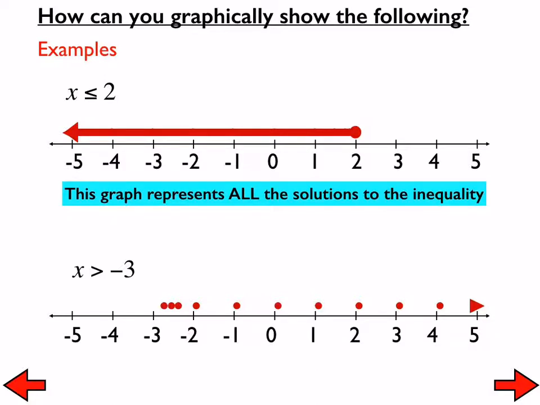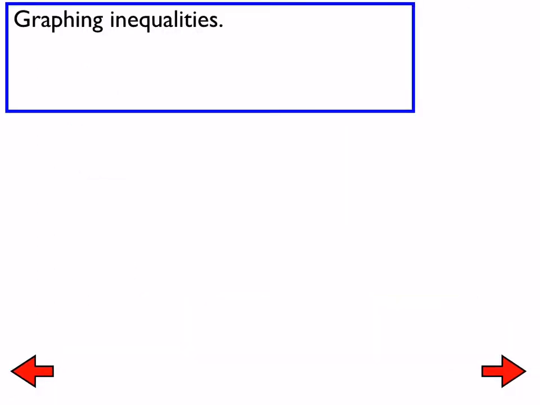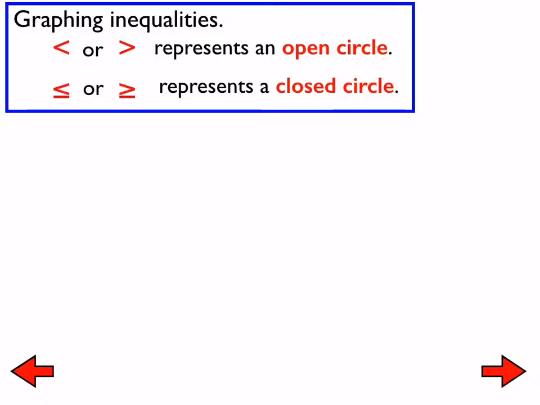No, it does not. So that's the case where we would use an open circle because it's to the right of negative 3 on the number line, but we're not including negative 3 because negative 3 doesn't make a true statement. So open circle over negative 3 with an arrow to the right. All of those represent the solutions to that inequality. So the standard rule is this. When we are graphing inequalities with the less than or greater than symbol, we use an open circle. When we're graphing less than or equal to or greater than or equal to, we use a closed circle.